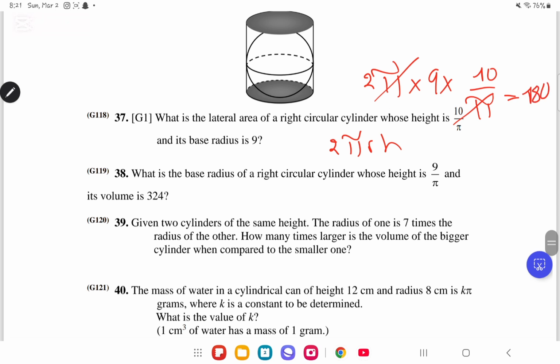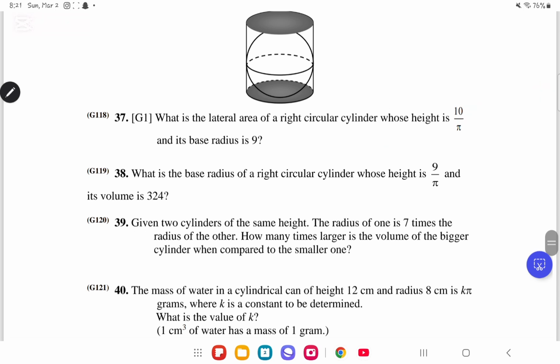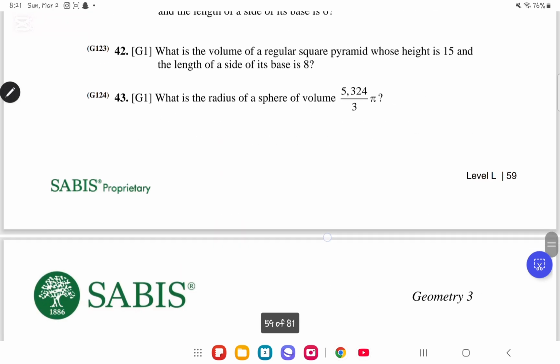This is the lateral area. So we finished question, my bad, I dropped my highlighter, one second. We finished question number 37, we move on to question number 42.